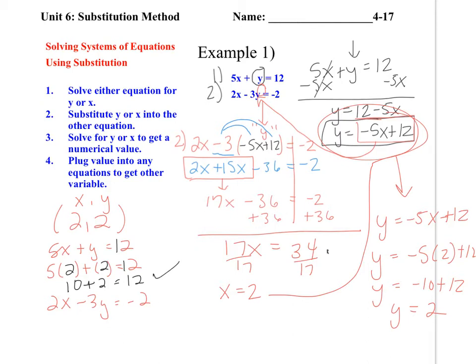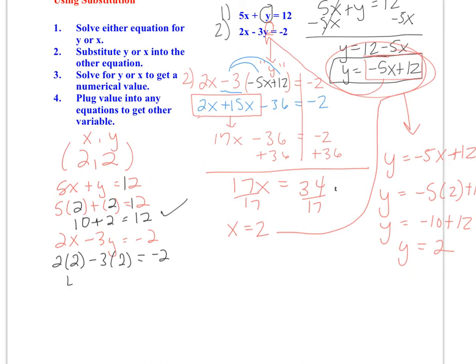If these aren't true statements when we plug the numbers back in, we made a mistake. Okay, let's try the same thing on the next equation. So 2 times x, which we got an answer of 2, minus 3 times whatever we got for y, which was 2. That's supposed to equal -2. All right, let's see if that actually is true.